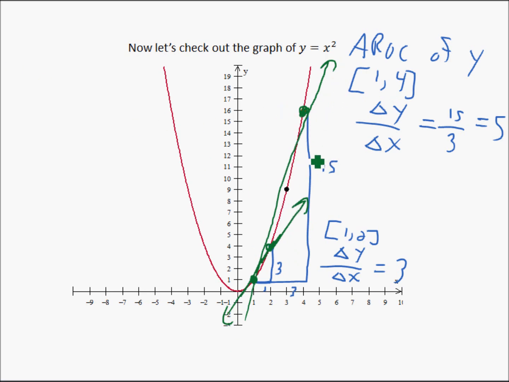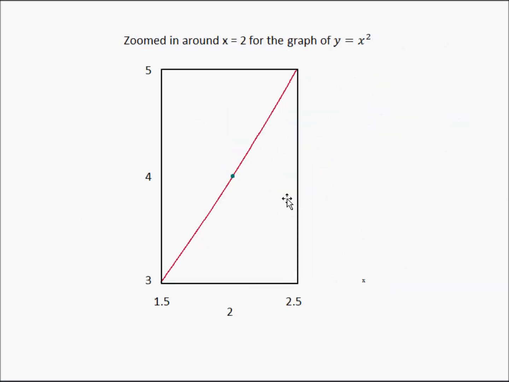But what happens is this is not a line, so the line doesn't look like the function at all. But if we zoom in far enough, let's take a peek at this guy. If we zoom in around x equals 2, which is what I did here, for x squared, this thing starts to look like a straight line. It's still got a little bit of a curve here, but it starts to look like a straight line. We could zoom in even further and it will look even more like a straight line.